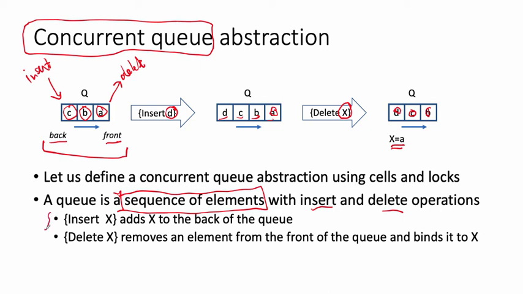We have two operations, insert X and delete X. Usually X will be a value, but for delete, X is an unbound variable, and it's bound to the value coming out. So insert is like an input, and delete is like an output. That's the concurrent queue. Now I'm going to give you an implementation of this using single assignment variables, and then we're going to implement it using locks.